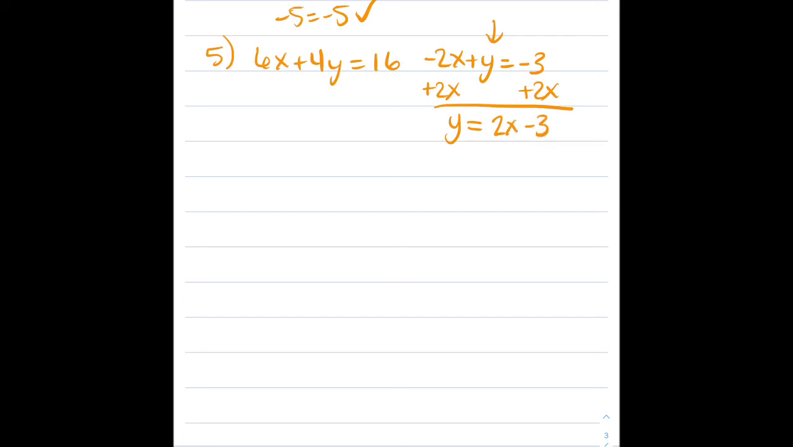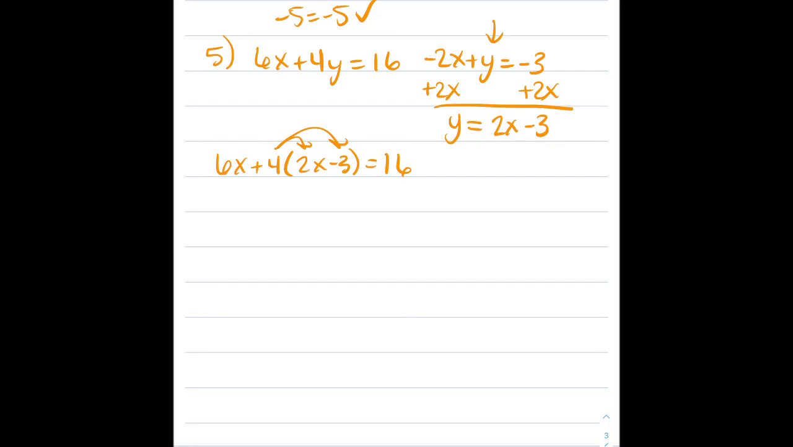Okay, so that was an easy one-step solve to get y by itself. Now I can substitute, so I have 6x plus 4 times 2x minus 3 equals 16. Also, I want to point out, we could solve this equation for y also, and then we would have y equals something and y equals something. We could set those two things equal to each other, but that's more work than we want to do, right? It's easier just to plug things in and substitute the way we're doing it now. So that's the reason I'm not going to solve for y on both of these.